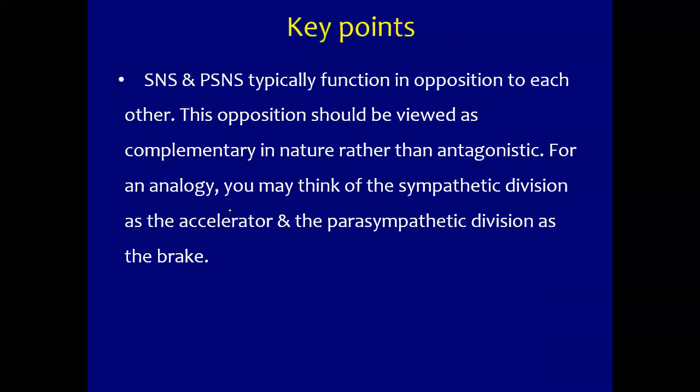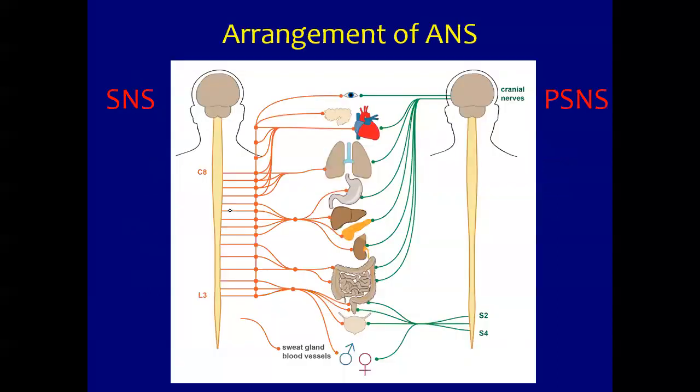Key points. Sympathetic and parasympathetic systems typically function in opposition to each other. One key point which you missed: one is the anatomical distribution, craniosacral. Another key point is that almost all the organs which are not under your conscious control have a dual innervation. They are supplied by both. The heart is supplied by both parasympathetic and sympathetic, the lungs too, almost all organs. Dual nerve supply of all the autonomic organs.